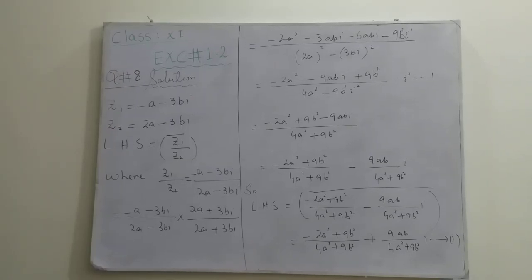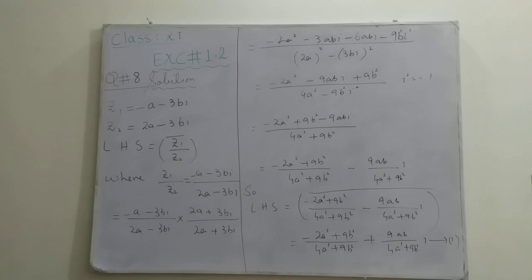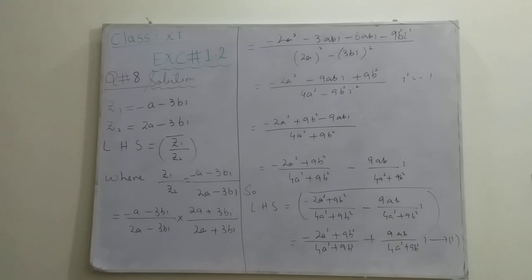Bismillahirrahmanirrahim. Dear students, we have question number 8 of exercise 1.2, where question number 8 is: if z1 is equal to -a - 3bi, z2 is equal to 2a - 3bi, then verify that (z1 divided by z2) whole conjugate is equal to z1 conjugate divided by z2 conjugate.